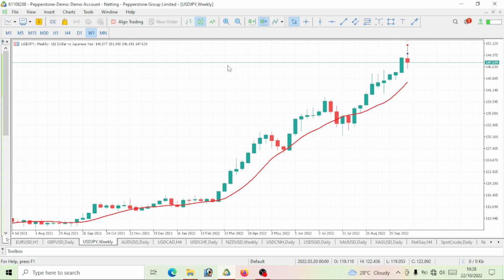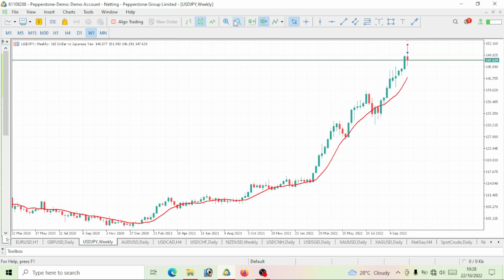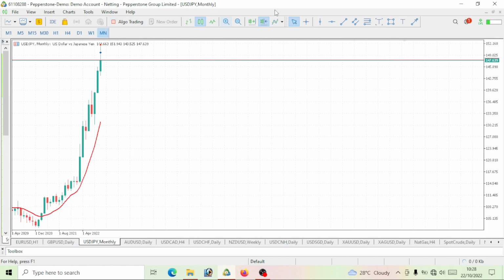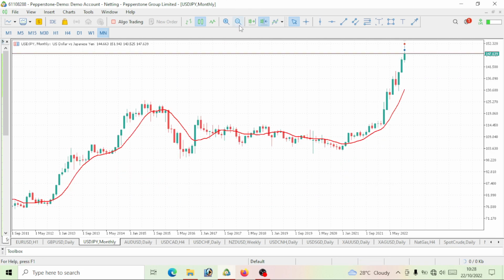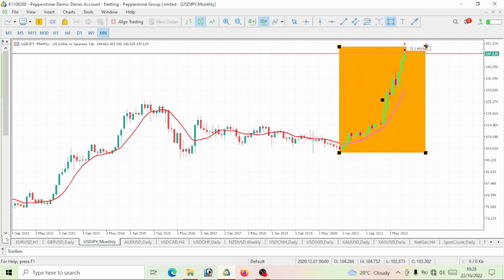Let's start with our monthly time frame. A quick analysis on the monthly time frame: this is an uptrend movement. If you zoom it out further, this is an uptrend movement. Even if you start from here, this movement started early last year, which is January 2021, and we have been having this bullish move.